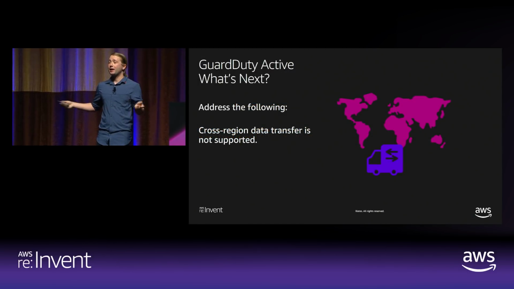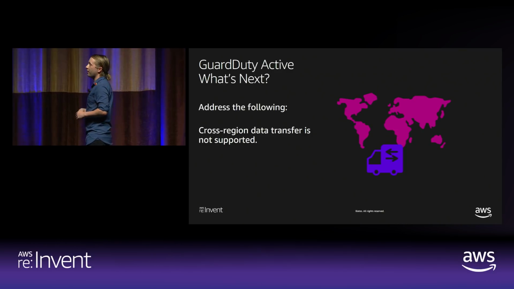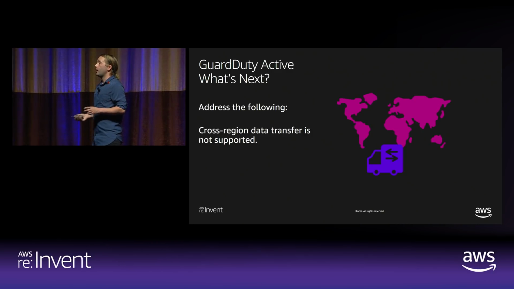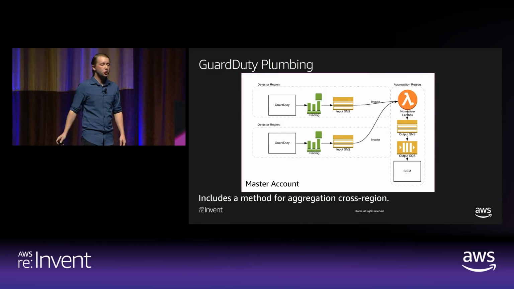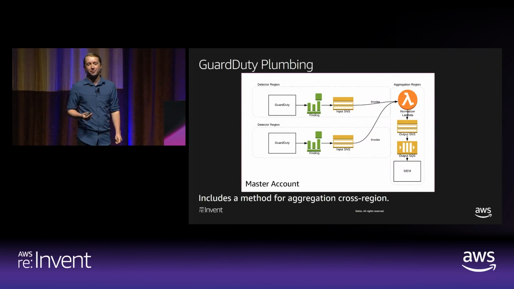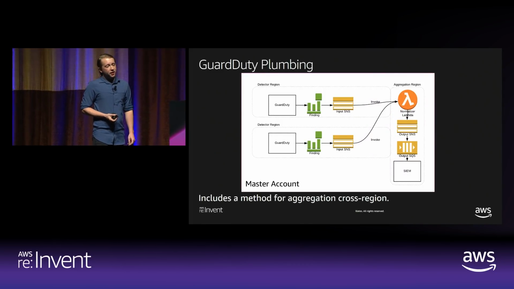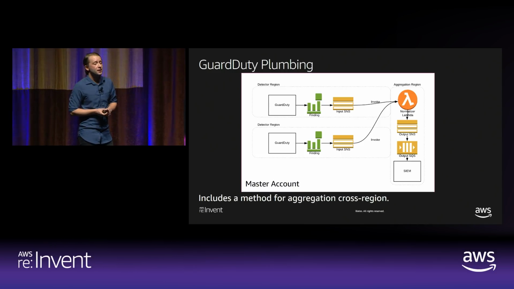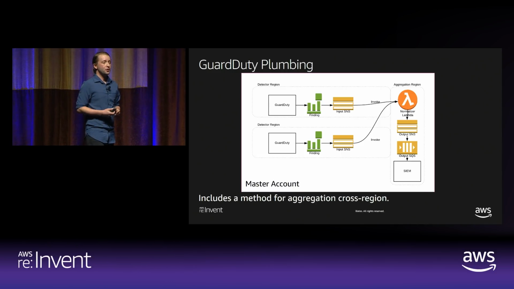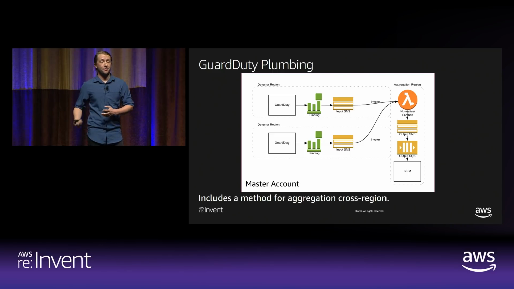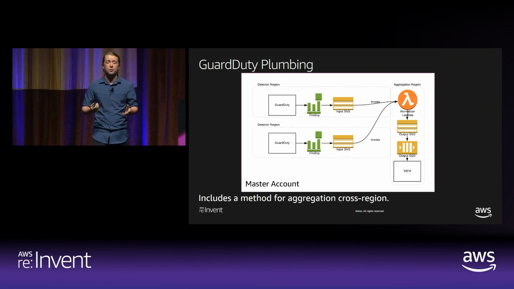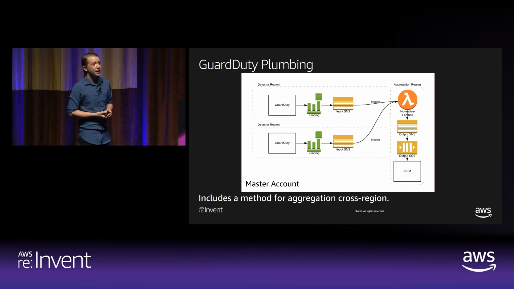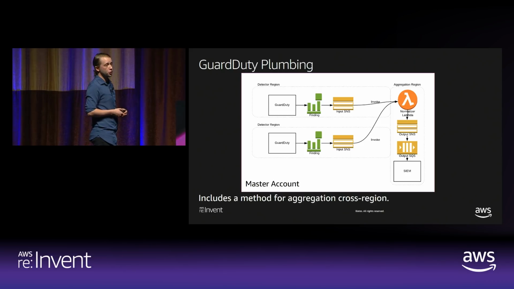So once you have GuardDuty active in all of your accounts, there's detectors everywhere. We're getting lots of finding data in our master account. We need to address the cross-region data transfer aspect of things. So there's a second function here that runs that I call GuardDuty plumbing. It just generates a CloudWatch event in every region that a GuardDuty detector is in the master account only. It hits on every finding, and it sends that to an input SNS topic. That input SNS topic then goes and invokes a Lambda function.